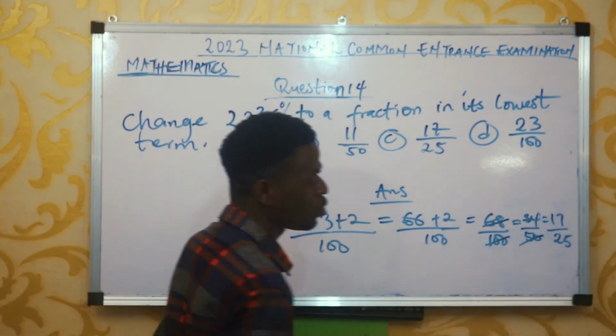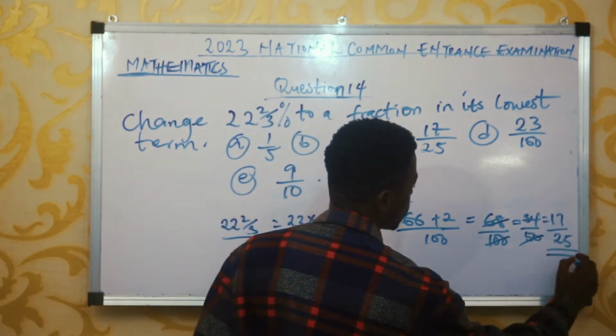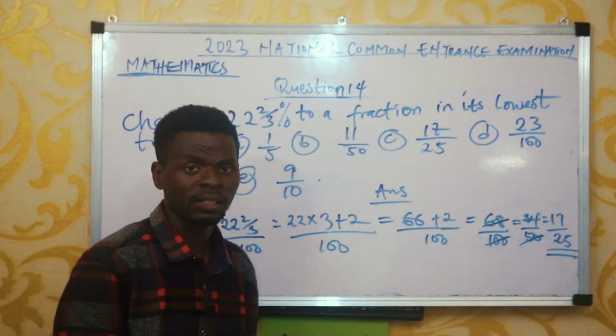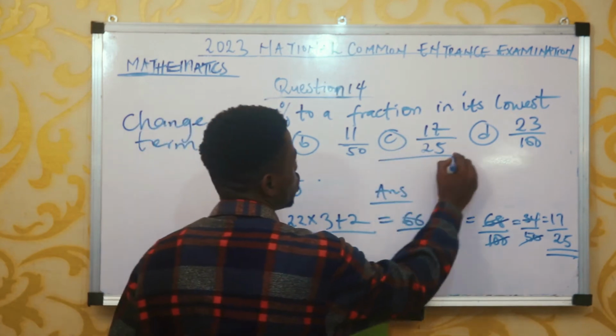So our answer is 17 over 25. So our option there is option C, which is 17 over 25. Thank you very much.